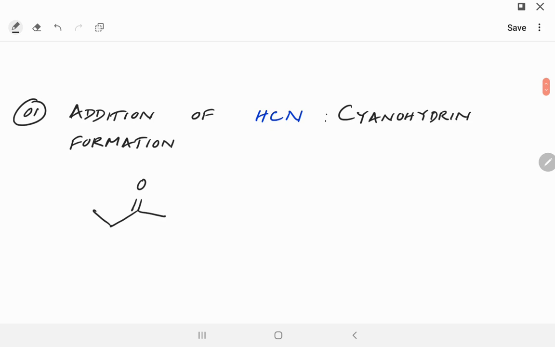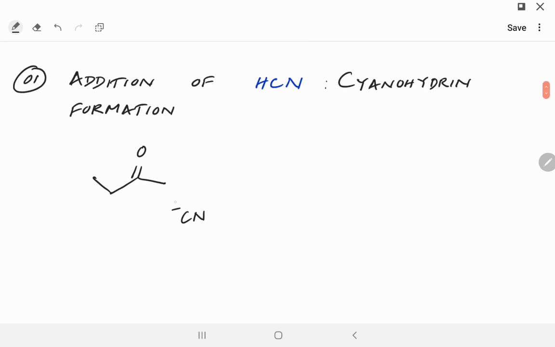So here is your carbonyl compound, and then the nucleophile will be, of course, a cyanide ion. Cyanide ion will be your nucleophile, and it will attack the electrophilic carbon of the carbonyl group, breaking one of the double bonds onto oxygen, forming a tetrahedral alkoxide ion.